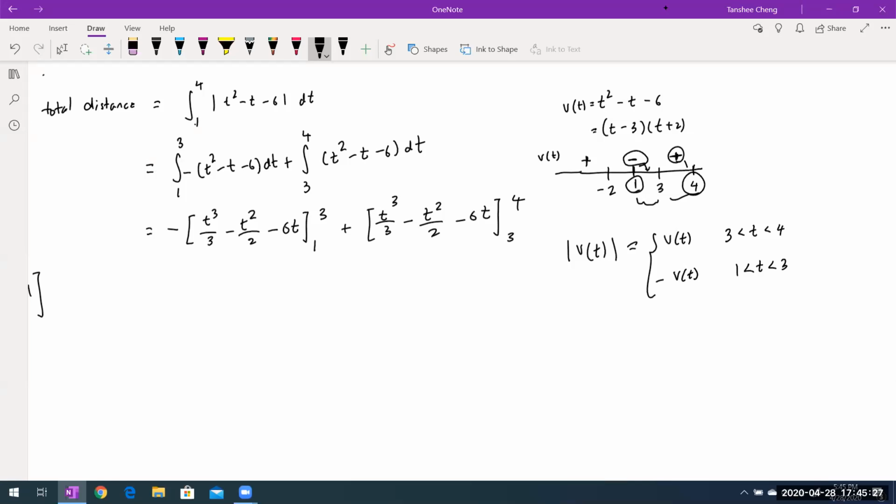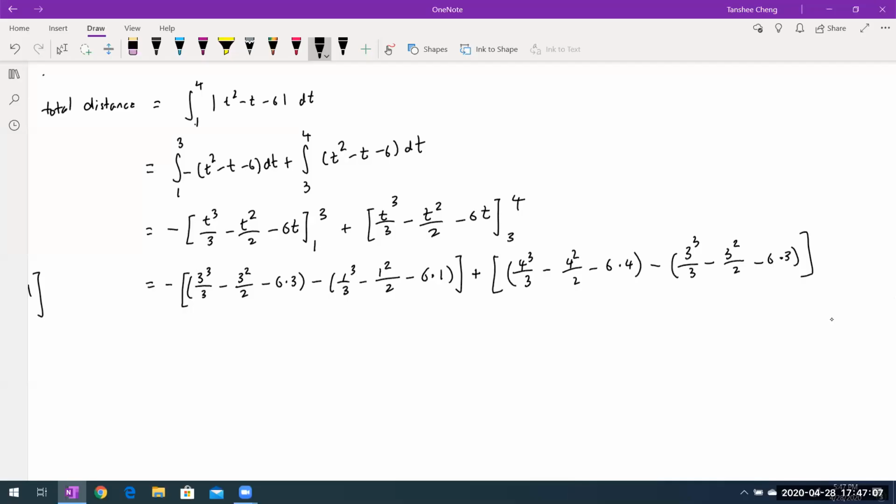Now let's try to evaluate that. When I substitute the lower limit and upper limit for each antiderivative part, this is what I got. Now let's use the calculator to evaluate this and see what we get. Make sure you give me fractions.